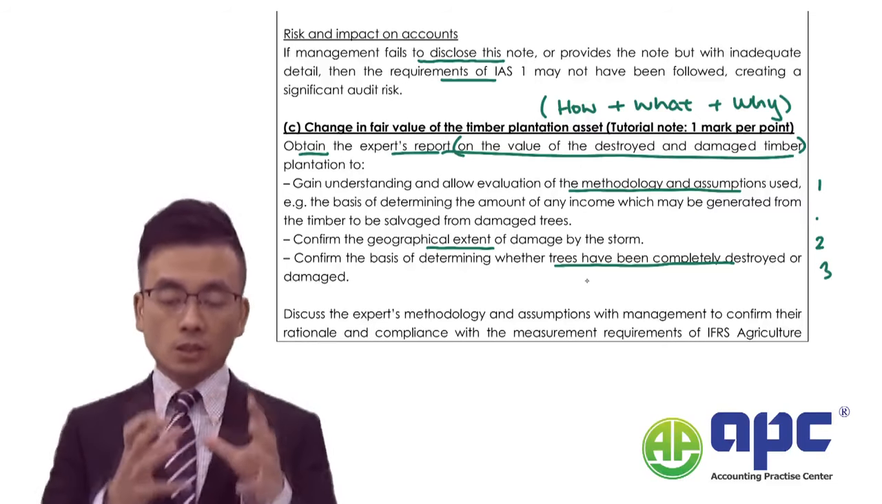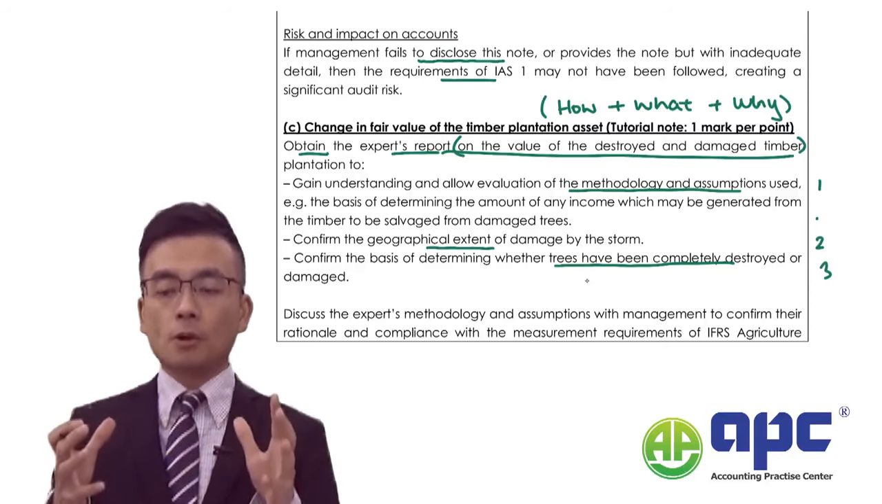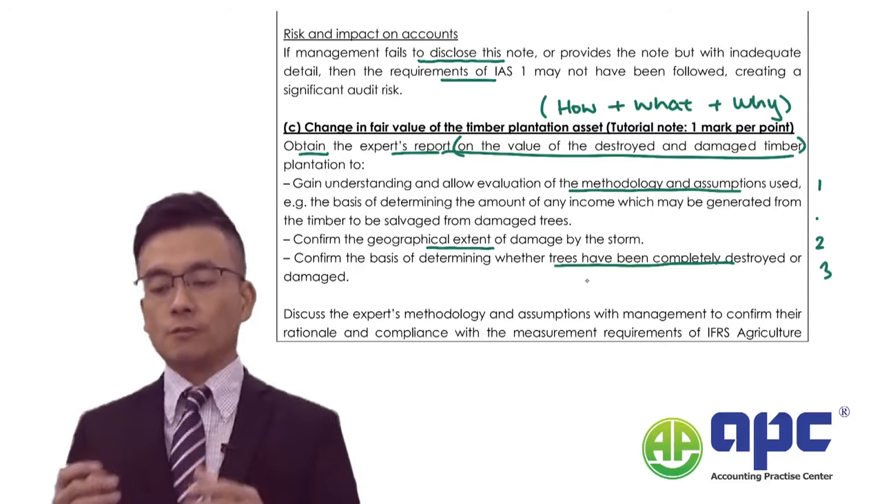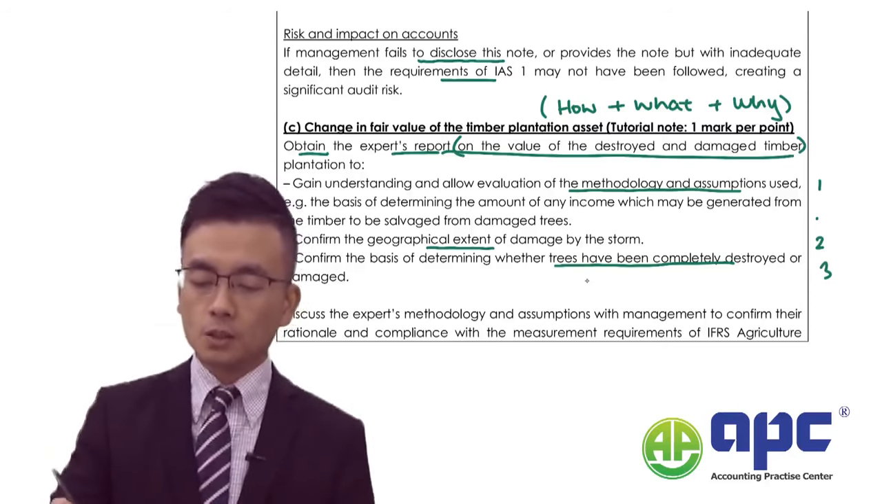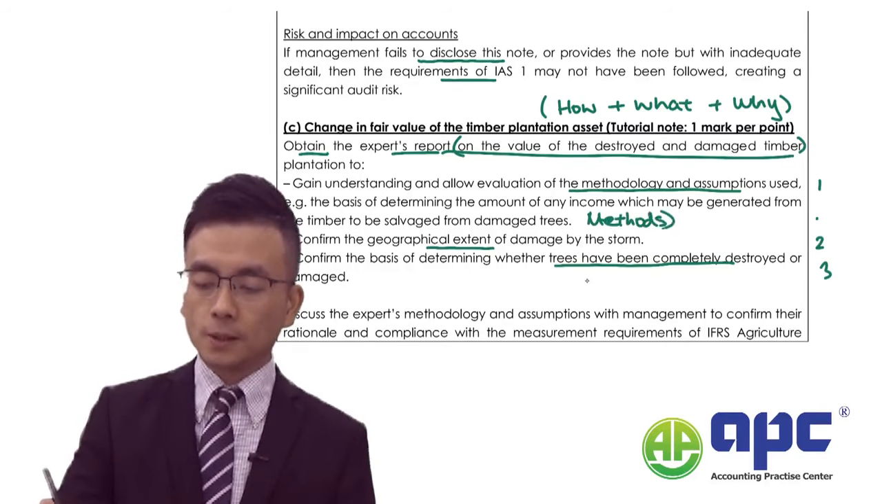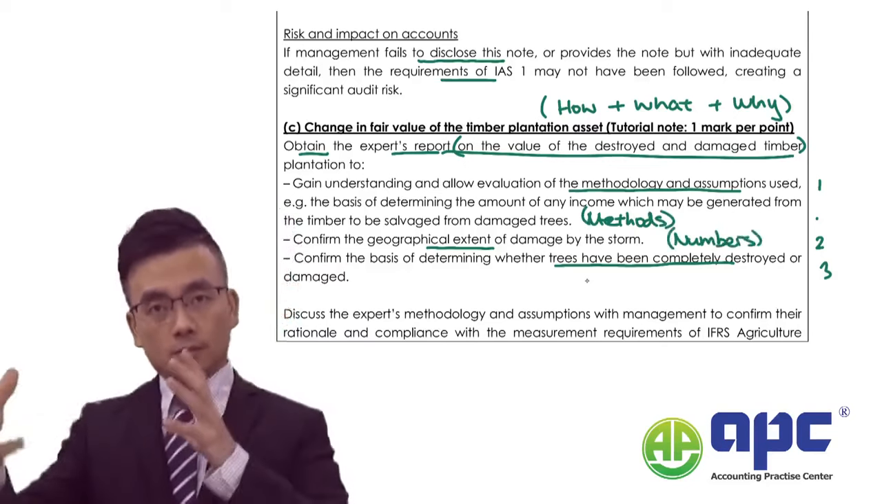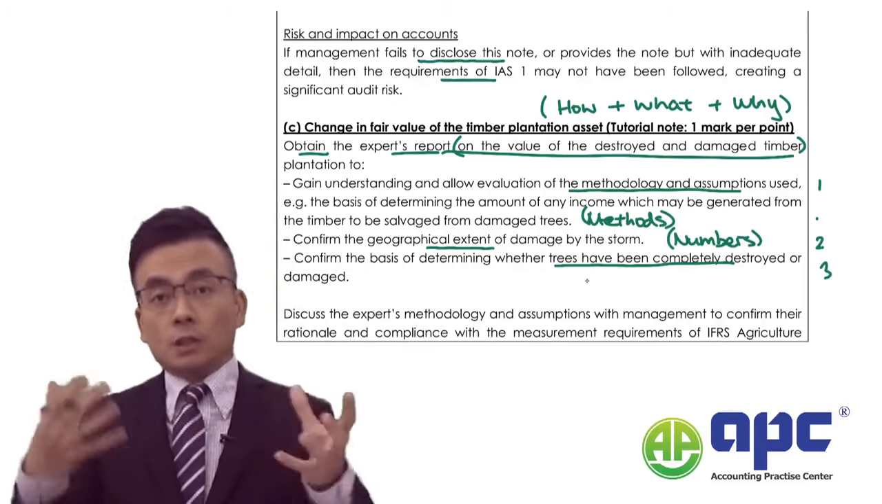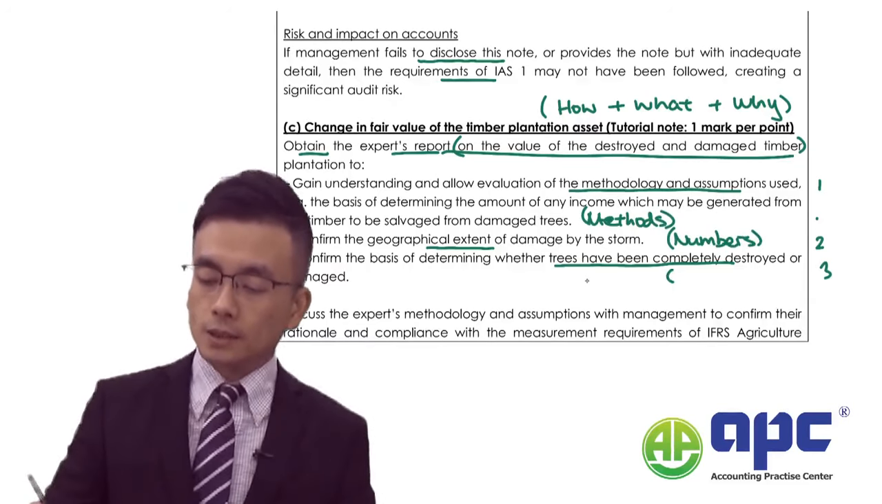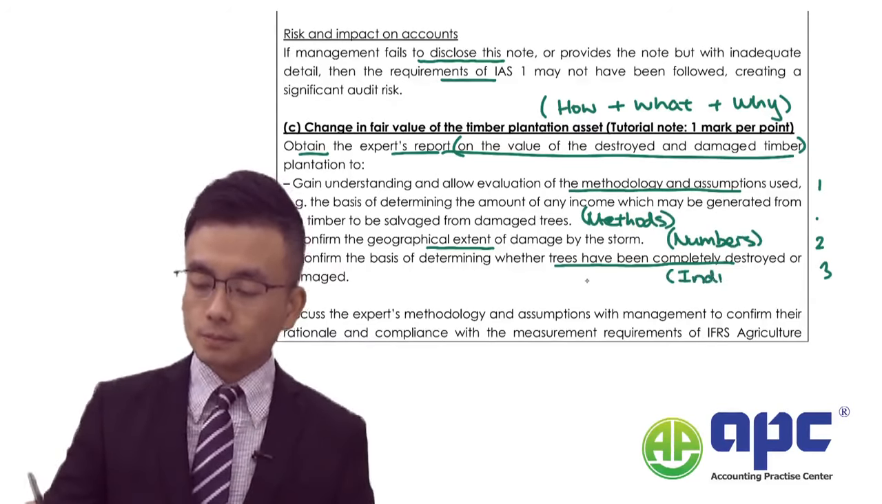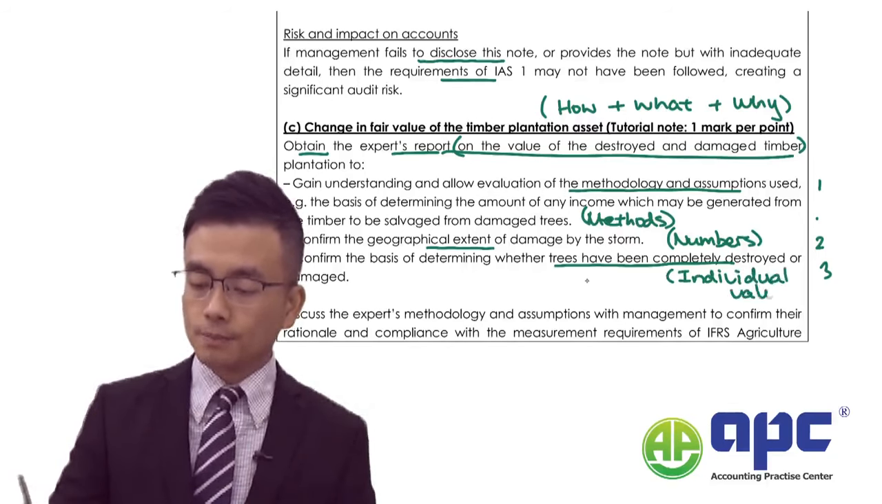Okay, the assumptions and the number of them and the individual value, so very important. So first of all, you're going to confirm the method the expert has been using and the number of trees spread across different countries or different locations, and the single value or the individual value of that.